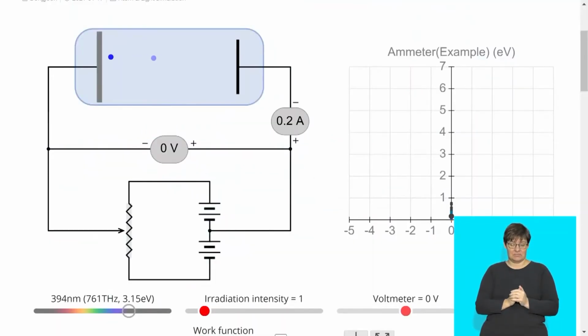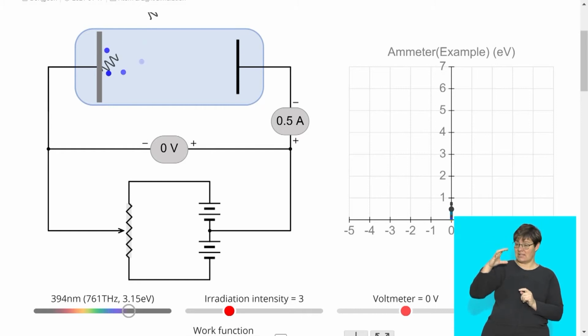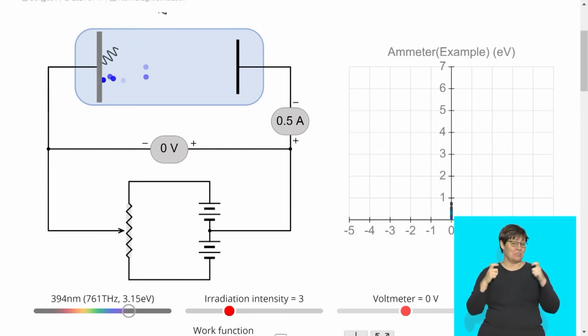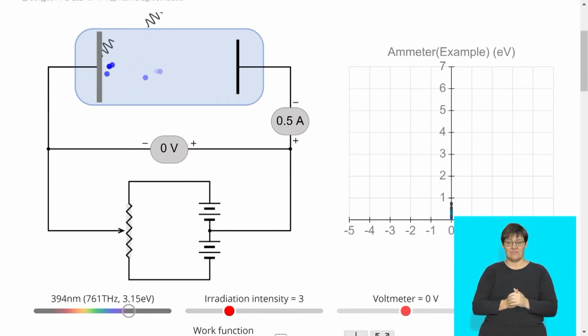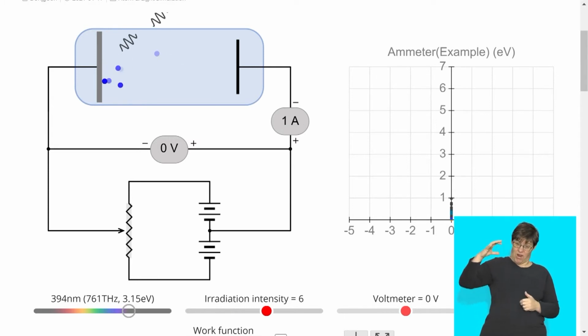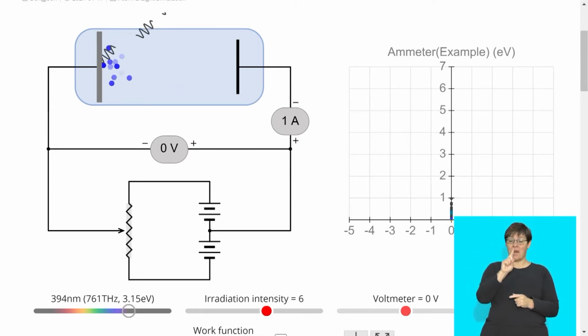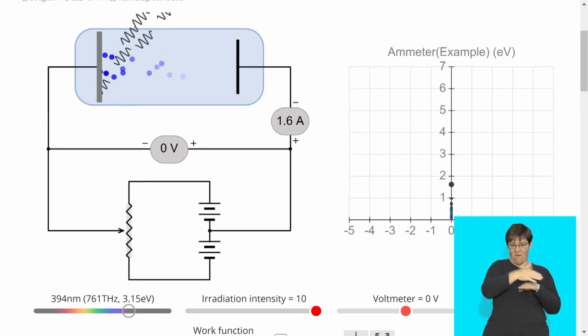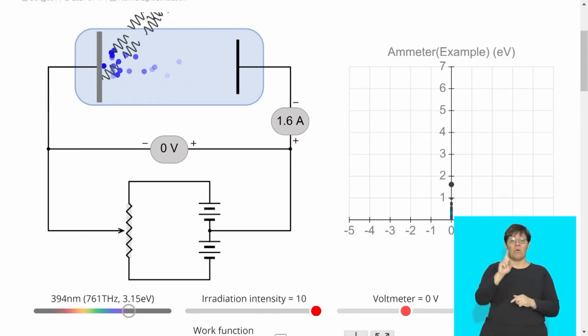If now I make it brighter, look at that. Big change in current, big change, because we already had a lot coming off. If I make it even brighter, I can even get it to 1 ampere. Okay, and if we go right to the top, this can go up to 1.6.